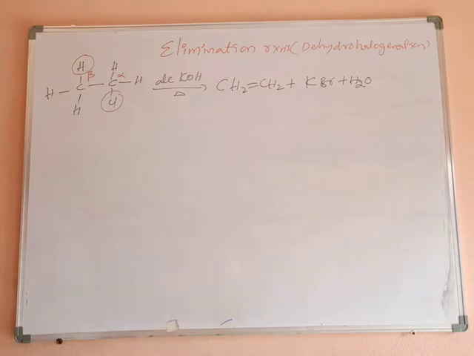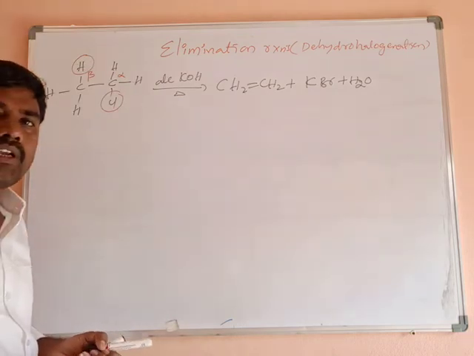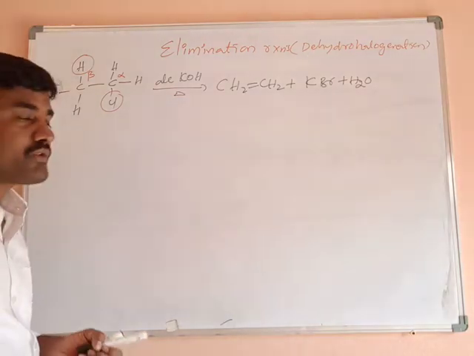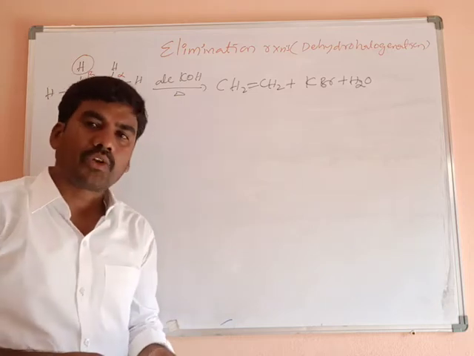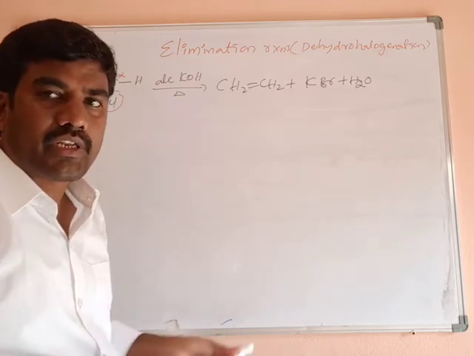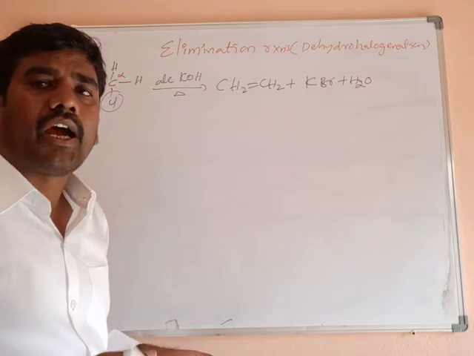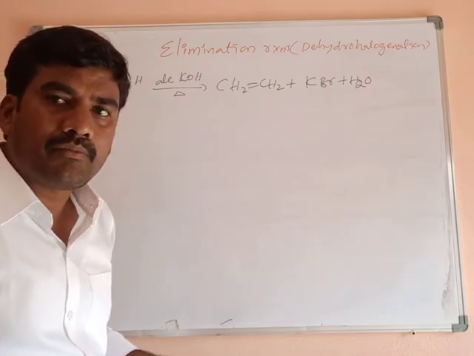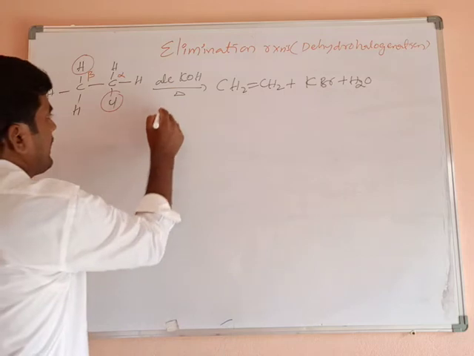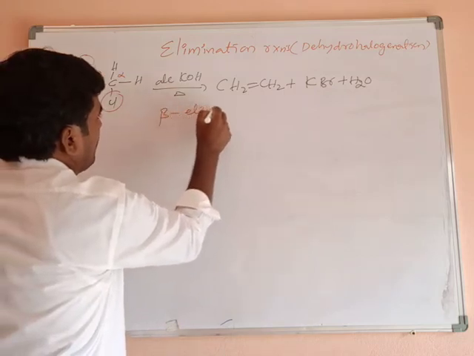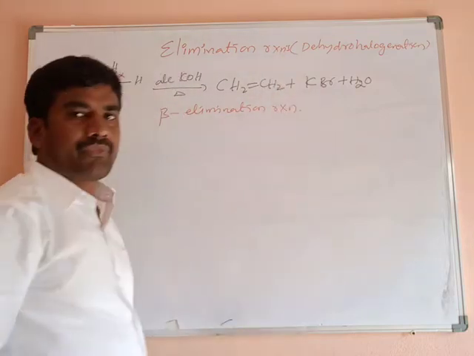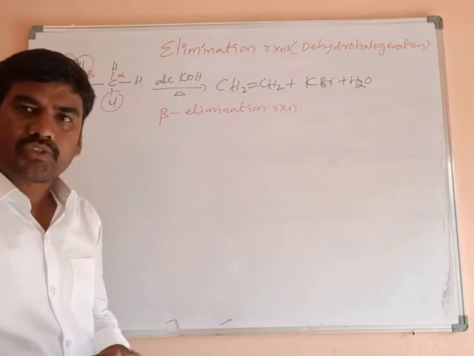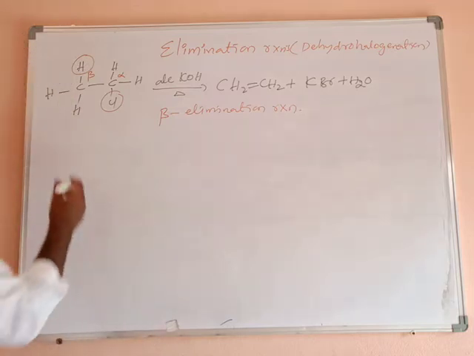Clear? In this reaction, the hydrogen atom is eliminated from the beta position. Therefore, this reaction is also called a beta elimination reaction. Why is it called a beta elimination reaction? Because the hydrogen atom is eliminated from the beta position. Clear?